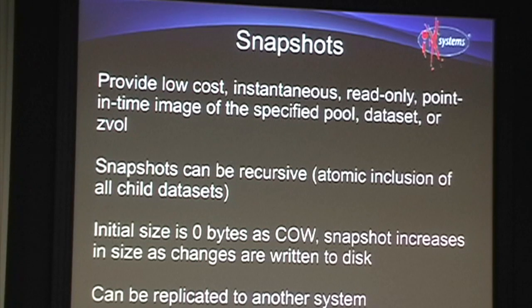Snapshots can be recursive, so you can recurse through the children data sets. And that recursive is atomic, so it all occurs at the same time. Because it's copy on write, the initial size is 0 bytes. It only grows as disk blocks change. And as Chris was demonstrating, these can be replicated to another system.